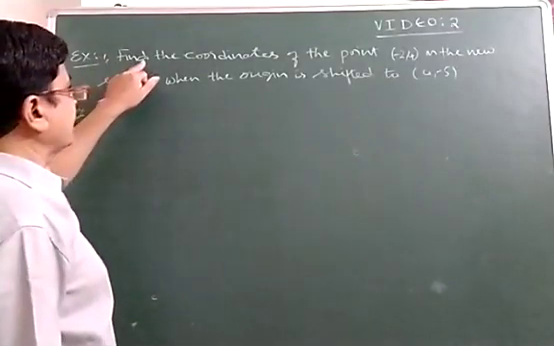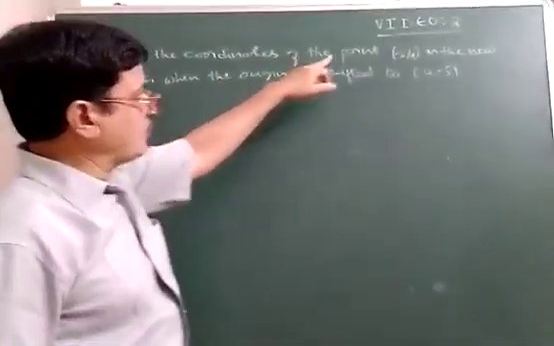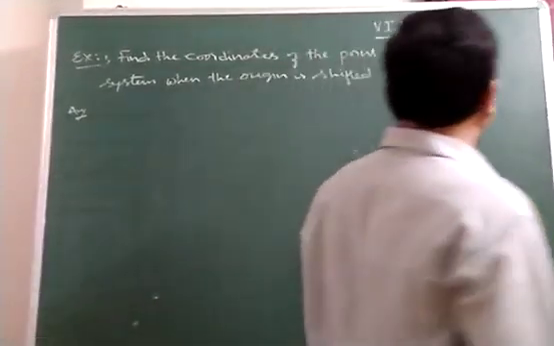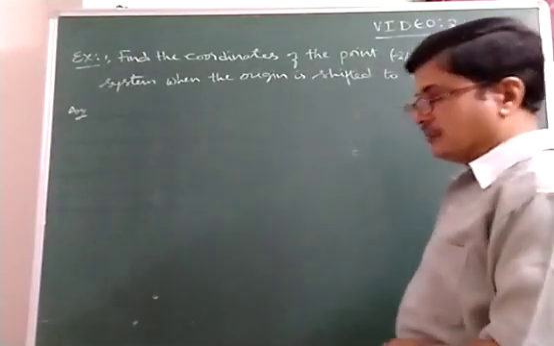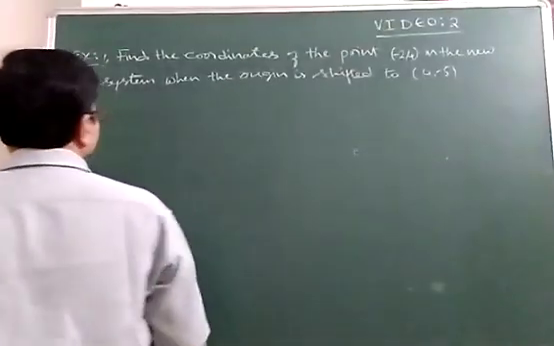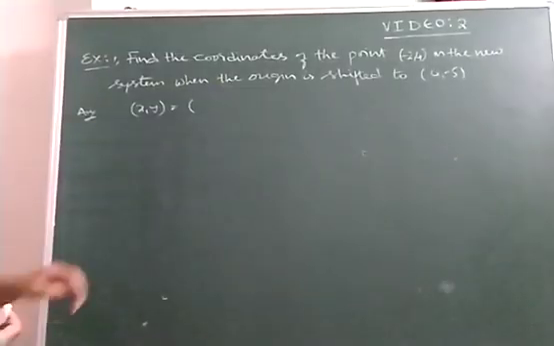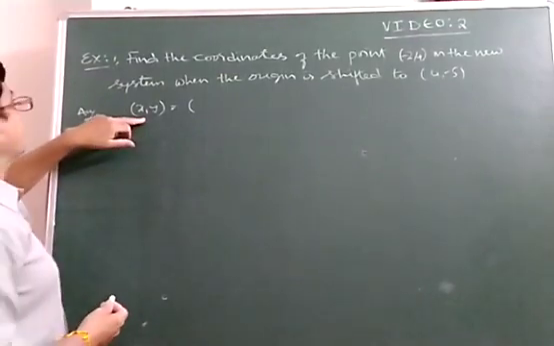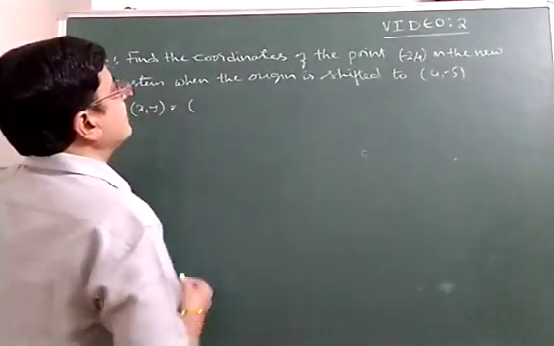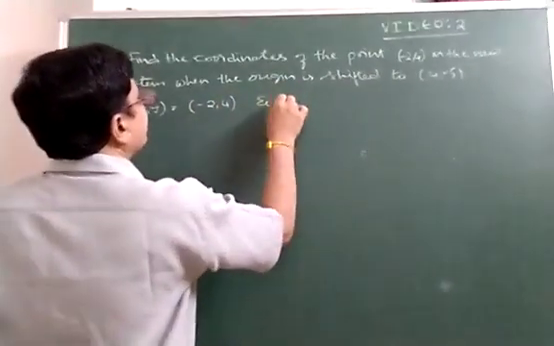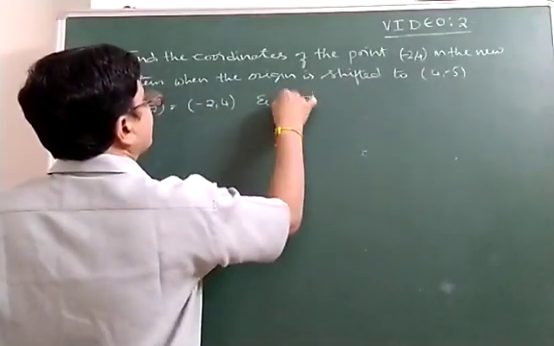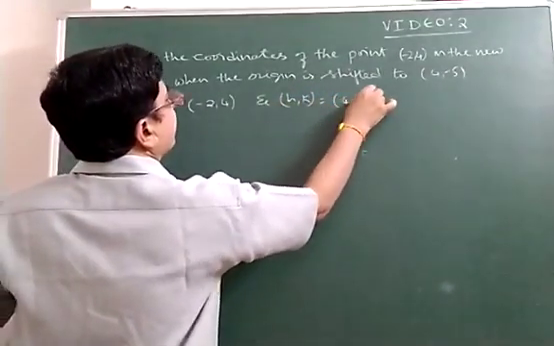Example number 1. Find the coordinates of the point minus 2 comma 4 in the new system when the origin is shifted to 4 comma minus 5. That means here the original coordinates small x comma small y are minus 2 comma 4, and the origin is shifted to the point h comma k, which is 4 comma minus 5.